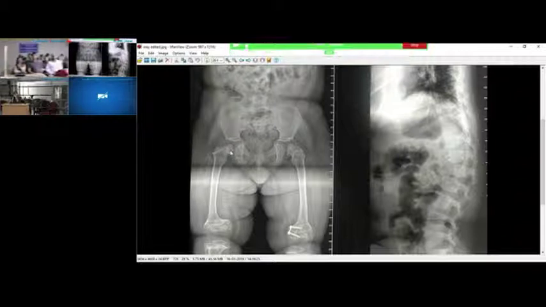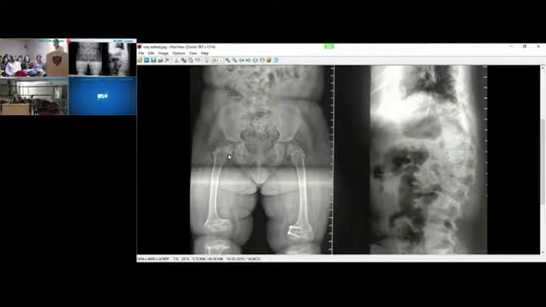There is bilateral symmetrical shortening of femurs, with flaring of the metaphysis with irregularity. And there is also irregularity of the bilateral distal femoral and proximal tibial epiphysis. And the upper femoral epiphyses are also deformed.